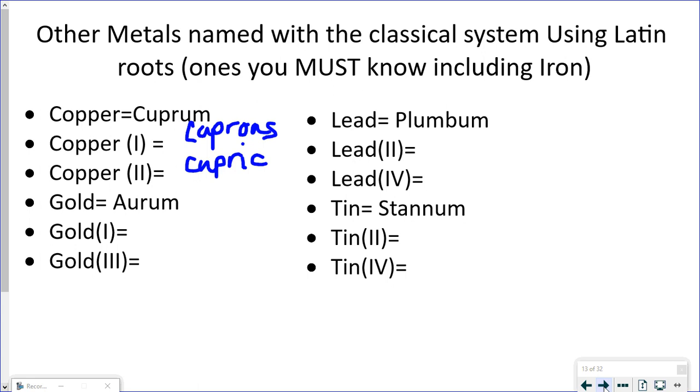Gold, if you'll remember, is Au from its Latin aurum. Gold can have a +1 charge or a +3 charge. So gold with the charge of 1 is smaller. So this will be aurous. And gold with a +3 charge is going to be auric.